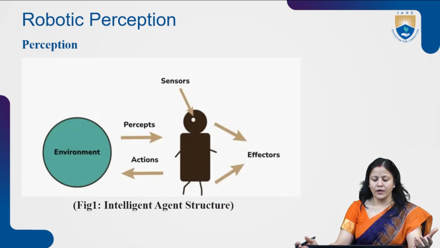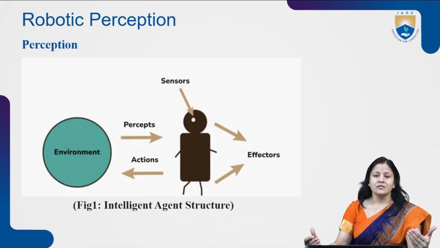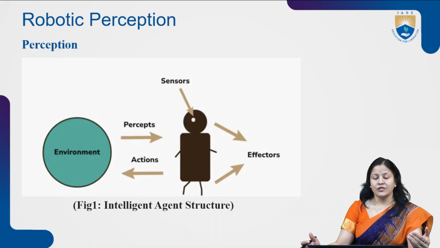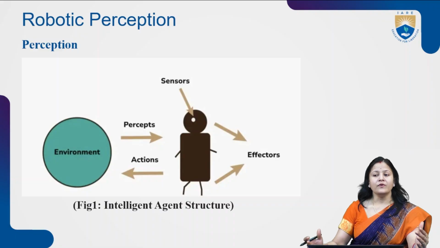This picture is about an intelligent agent structure. We ourselves can also be considered as an agent. We have sensors, like sense organs: eyes, ears, nose, tongue, and skin. Using all these sense organs, we can sense things from the environment, and after sensing, all the information goes to our nervous system or the brain. The brain processes it.